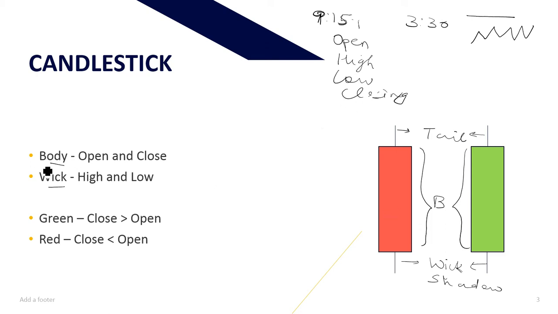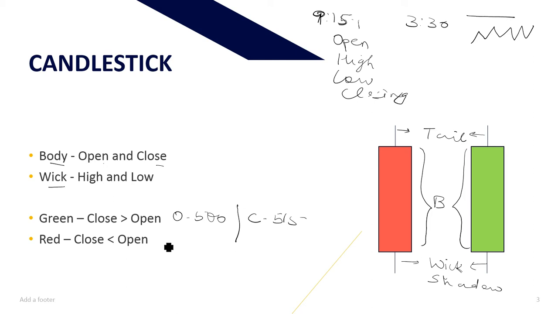First of all, let us come to the body. The body represents the open price and the close price. The body, that is this red part and the green part, represents the open price and the close price. Now a green candle is formed when closing price is greater than the opening price. It means that, let's say stock A opened at 500 rupees and closed at 515 rupees. A green candle will be formed.